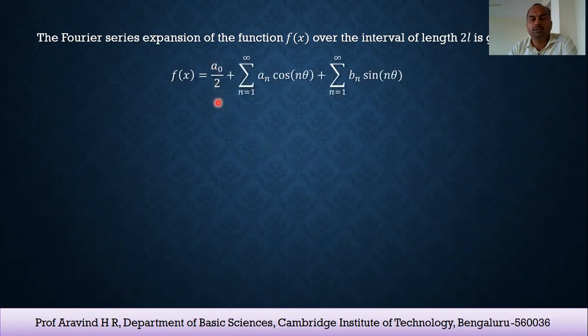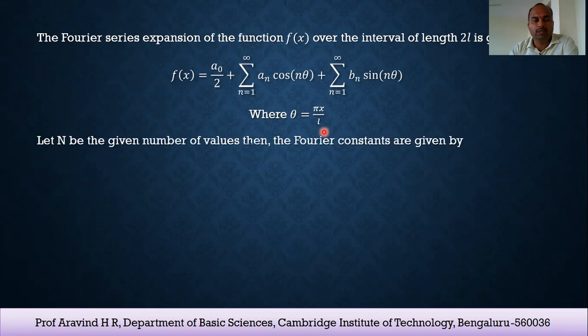f of x equals a naught by 2 plus summation n equals 1 to infinity a n cos n theta plus summation n equals 1 to infinity b n sin n theta. So what is theta? Theta is pi x by L. Now in this harmonic analysis we will get a set of values for x and y. The number of x values or y values will be taken as n.